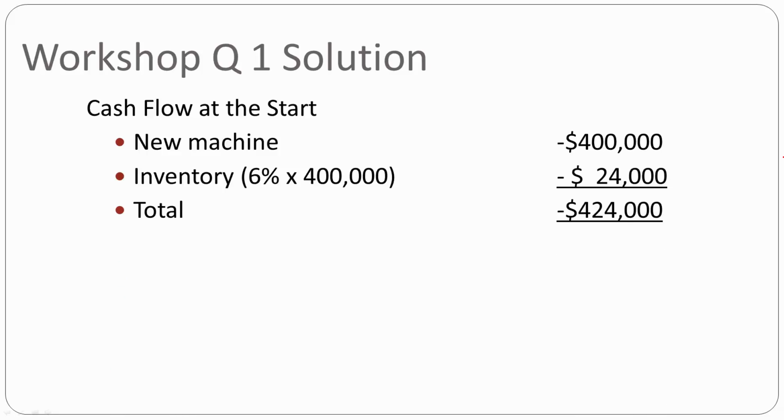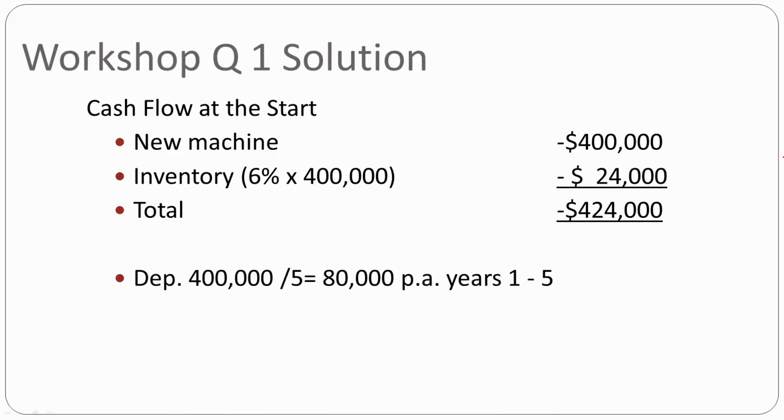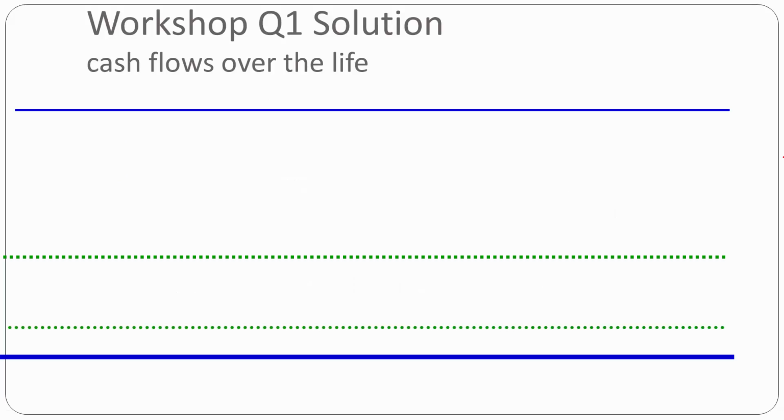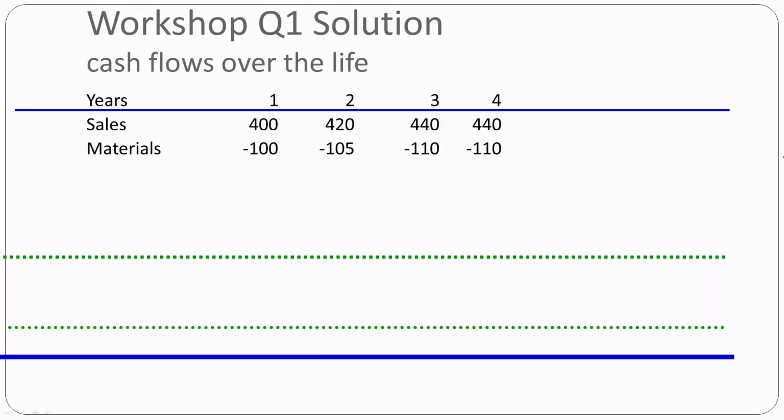Now, just looking at the depreciation of that machine for tax purposes, it's going to depreciate 80,000 per year because we're allowed to depreciate it over 5 years. So here's a table that brings together all of the cash flows. We've got the sales, they were given in the question. These are all the cash flows except for the termination and the initiation of the project. We've got labour, we've got fixed overhead.